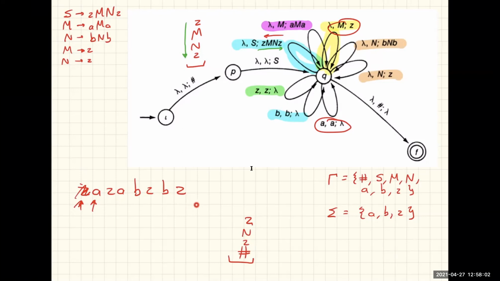Then what usually a program does is backtracking. It goes back to the last choice it had to make. The first choice was not good, so it has to reset its state. It was M, and then change its opinion. Now we need to change M into AMA, and now we are able to get rid of this A because we have an A here and we have this rule. Yes, Emilio?